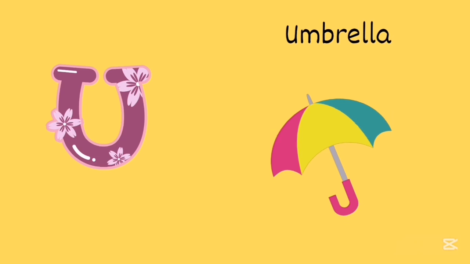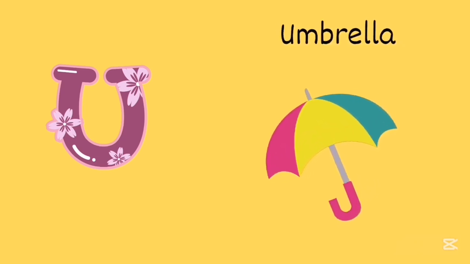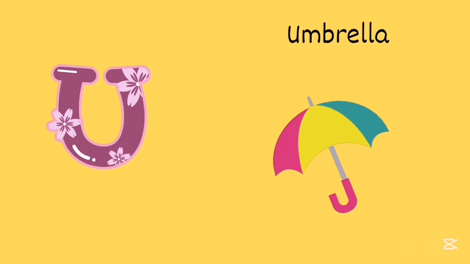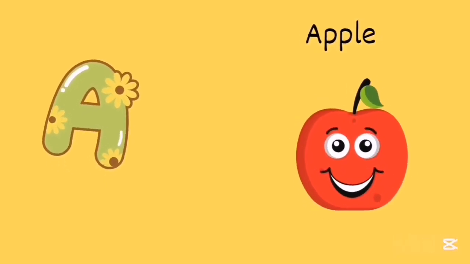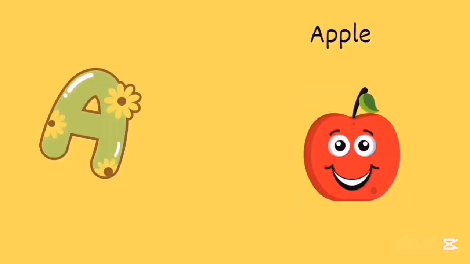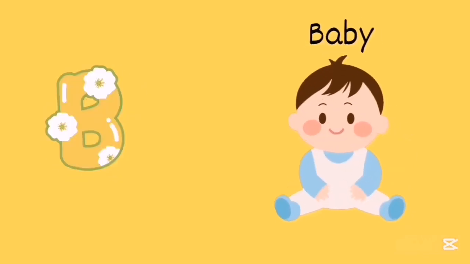U is for umbrella. Umbrella. U, umbrella. A is for apple. Apple. A, apple. B is for baby.